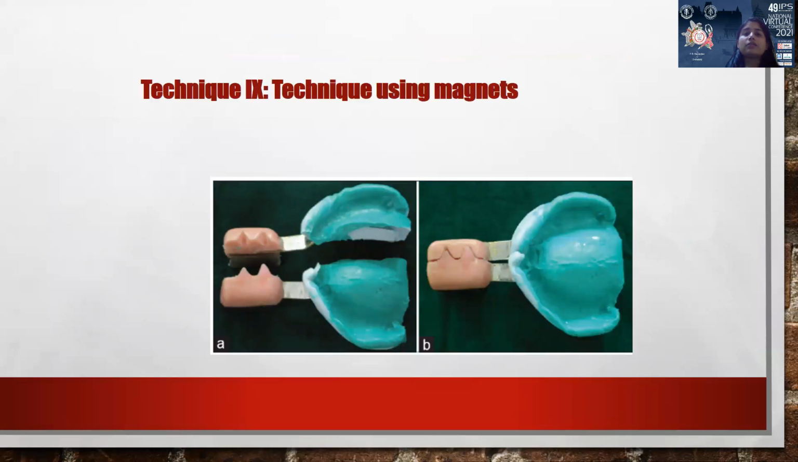Next is the technique using magnets. After taking the impression, we place an acrylic block over the handle. Then we produce notches in that acrylic block. Then we attach both sections with the help of magnets as shown in the figure.